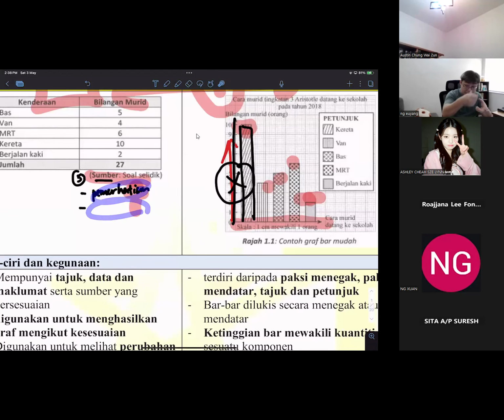So guys, first method is observation. Second method is to send the survey form before the interview. It's known as borang soal selidik. Very good, borang soal selidik.